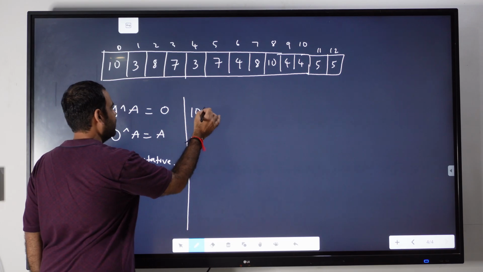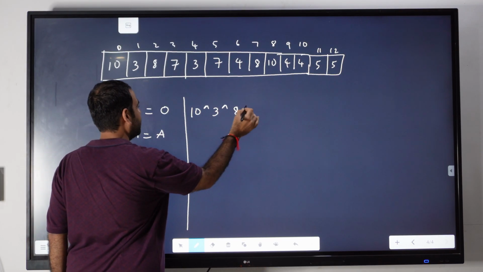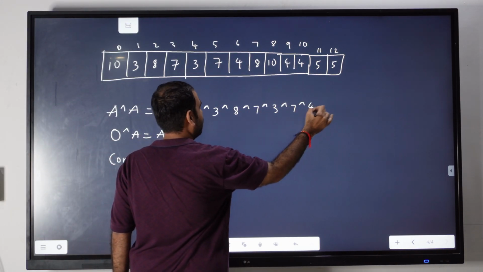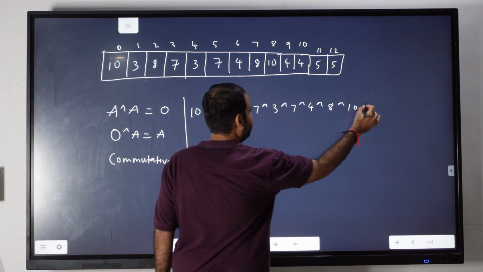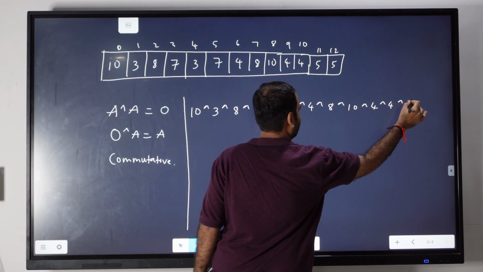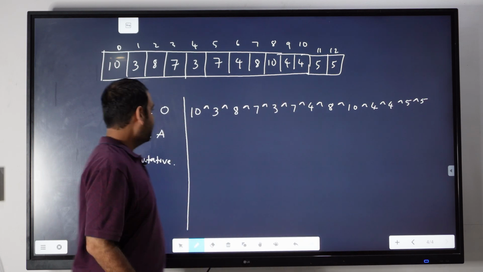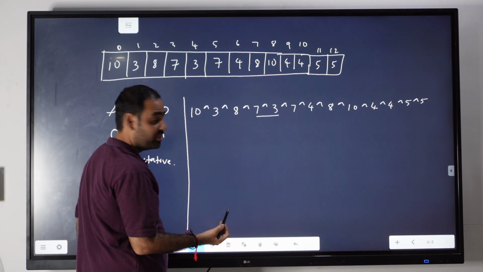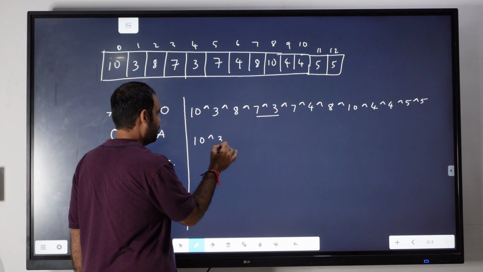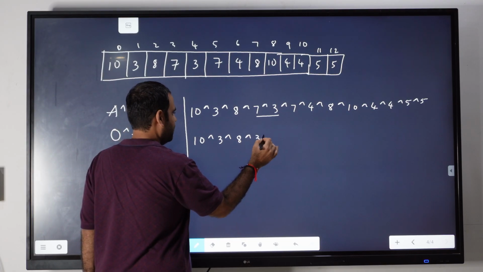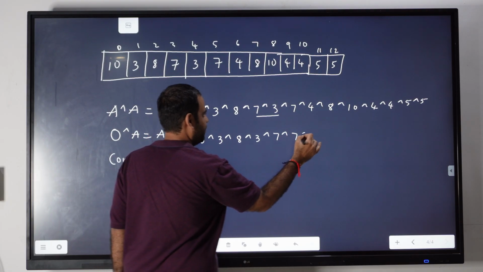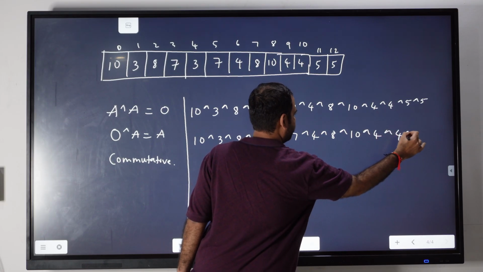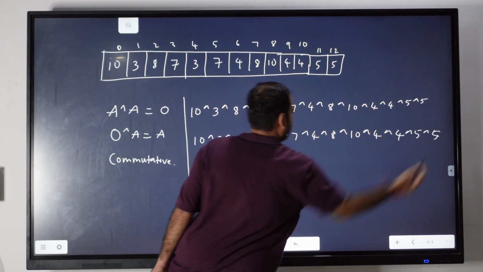Now, if we take the bitwise XOR, it becomes 10 XOR 3 XOR 8 XOR 7 XOR 3 XOR 7 XOR 4 XOR 8 XOR 10 XOR 4 XOR 4 XOR 5 XOR 5. Now, what will happen? I can write this 7 XOR 3 as 3 XOR 7. Now, it becomes 10 XOR 3 XOR 8 XOR 3 XOR 7 XOR 7 XOR 4 XOR 8 and so on. Now, what will happen?